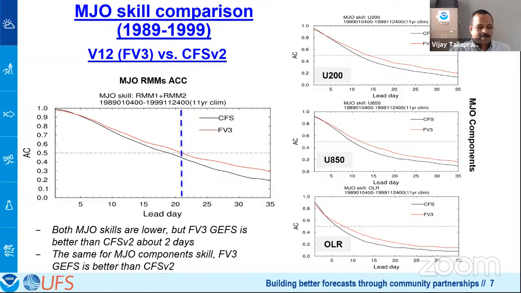MJO is another metric that we, for the first time, can evaluate from our GEFS-v12. This is comparing with the CFS version 2. The FV3-based GEFS-v12 has increased the MJO skill by about 2 days. This improvement is also seen in all MJO components like the 200 millibar and 850 millibar zonal winds and the OLR. This is definitely an improvement compared to the CFS.